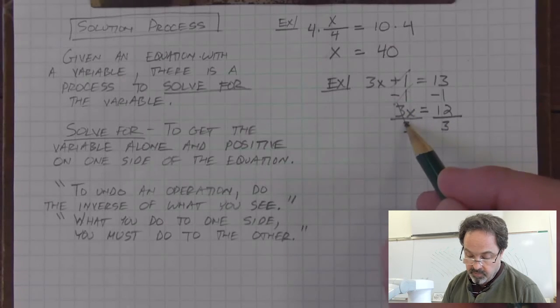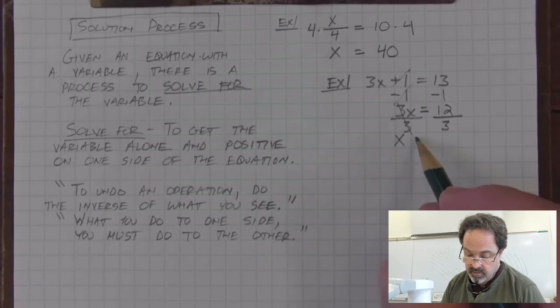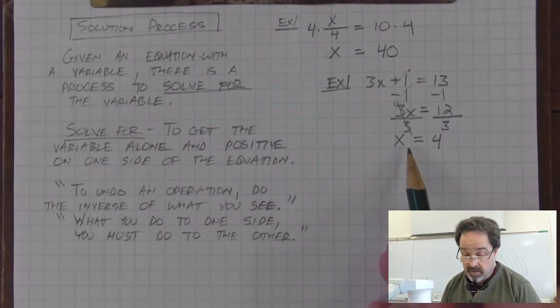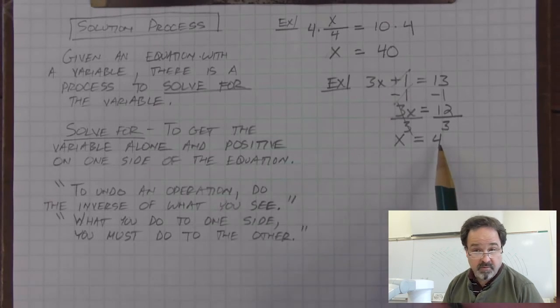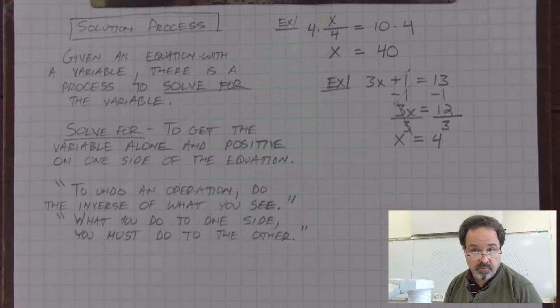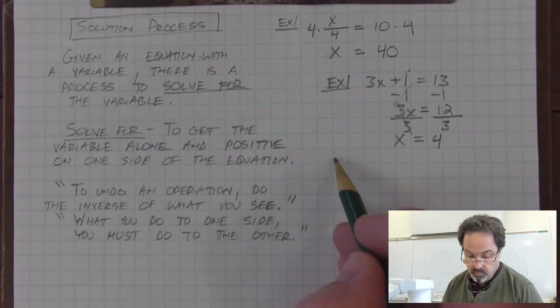Multiplying by 3 and dividing by 3 cancel out, leaving x. 12 divided by 3 is 4. Now we have the equation solved for x. 4 is the solution to the original equation. One more example.